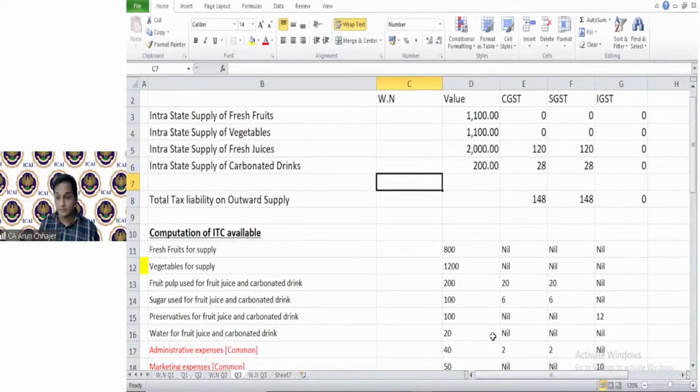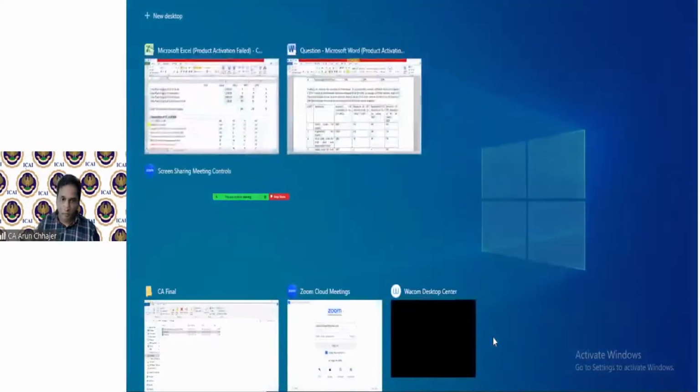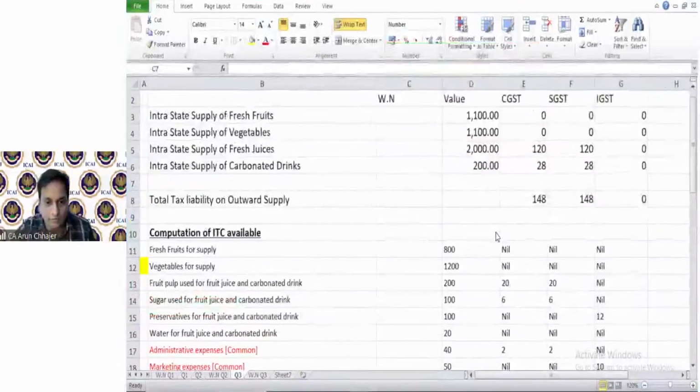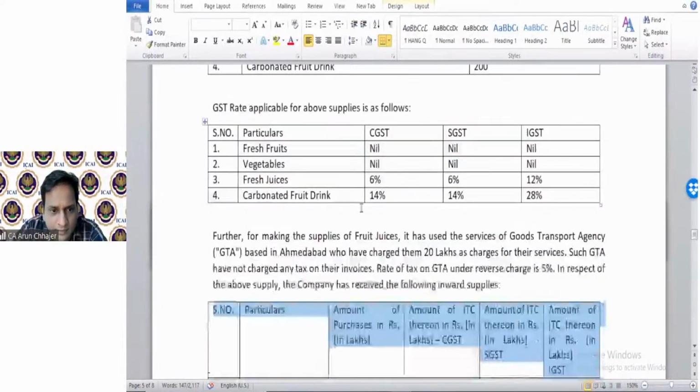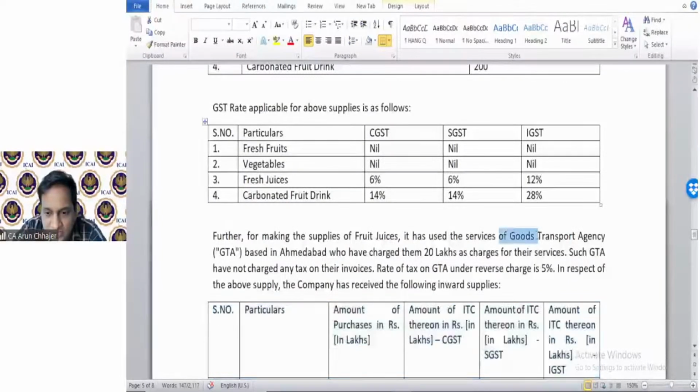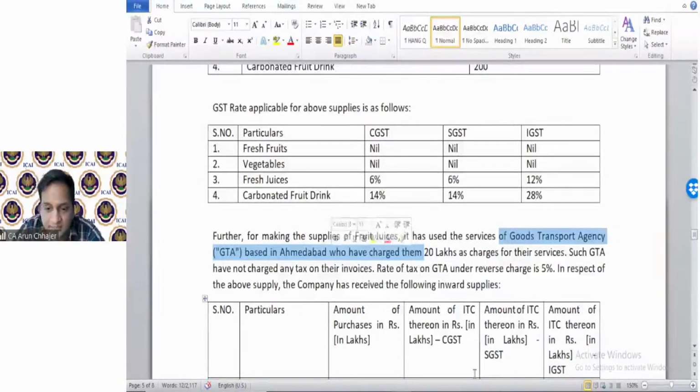Any question? Now read the question. Correct. For making the fruit juices, it has used the service of the GTA based in Ahmedabad, who has charged 20 lakh as charges for their services. Such GTA have not charged any tax under RCM.